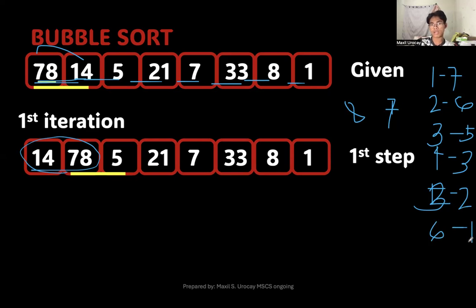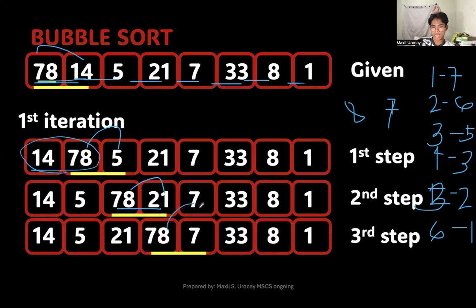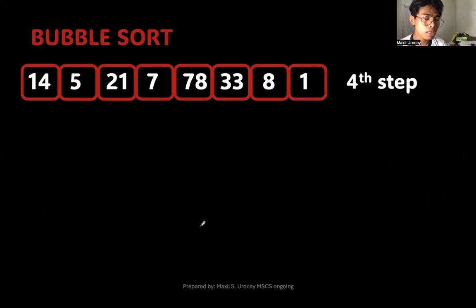Now, let's move on. 78 is greater than 5, yes, so we swap that element. Afterwards, we proceed to our second step. Is 78 greater than 21? Yes, so we swap. Is 78 greater than 7 in our fourth step? Yes, that's why we swap.